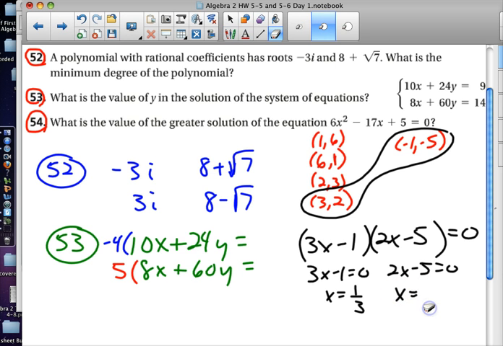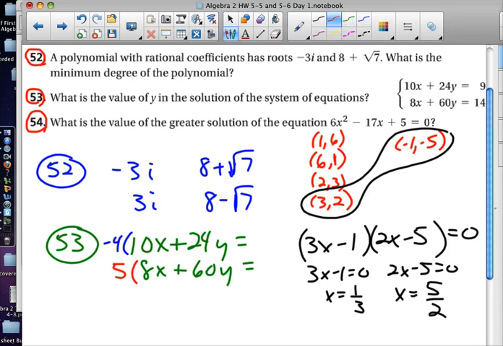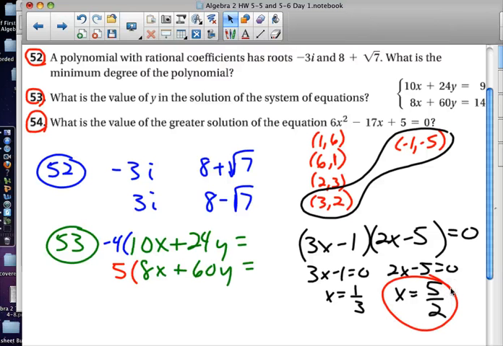And this one did not ask us for both of them. They want you to think about your answers when you get done. It says, what's the value of the greater solution of this? Well, we have 1/3 and we have 5 halves. And 5 halves is 2 1/2, so that's definitely going to be the larger as we go through that.